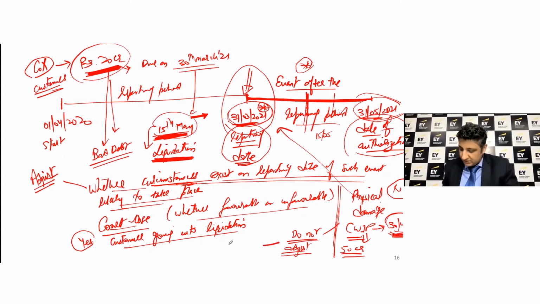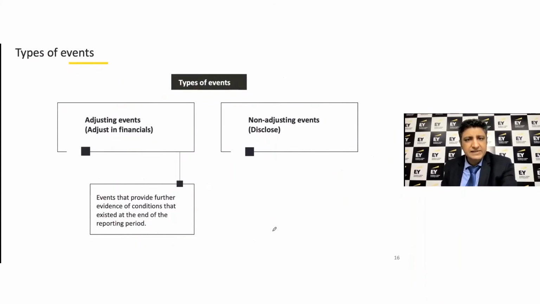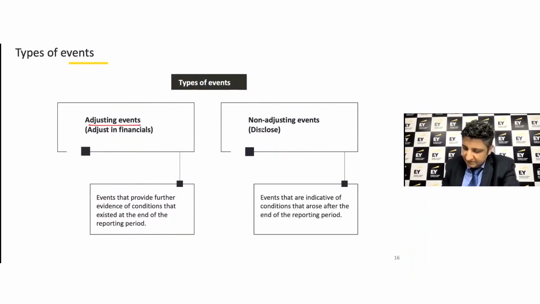But what we certainly do is give a detailed disclosure about that event, so that the users of the financial statements are aware that something has happened. That's something you want to remind yourself. Let's quickly formalize it. Events could either be adjusting events or non-adjusting events. Adjusting events mean that we adjust the financial statements. Non-adjusting events mean that we do not adjust, but we will disclose.